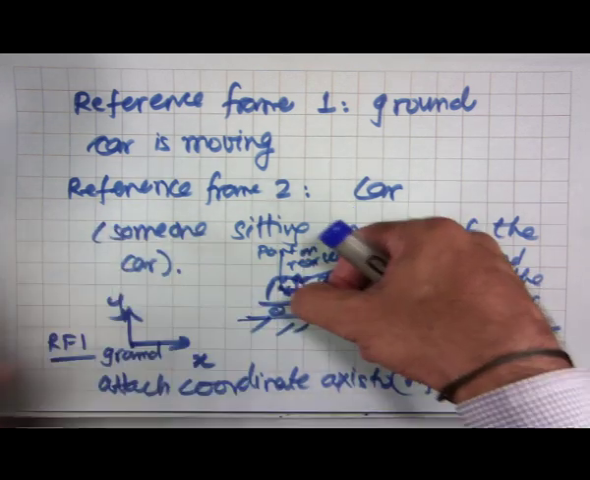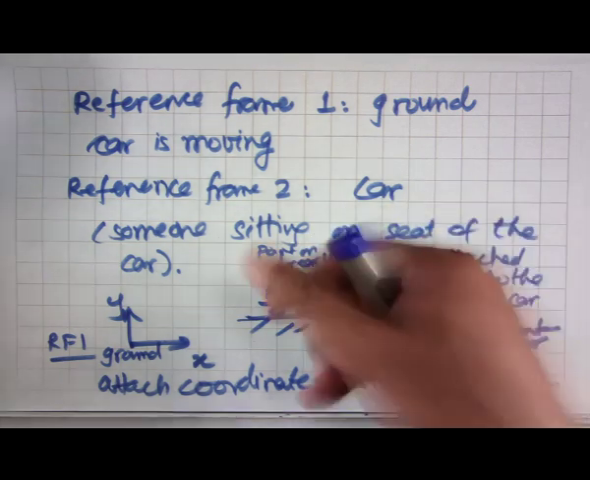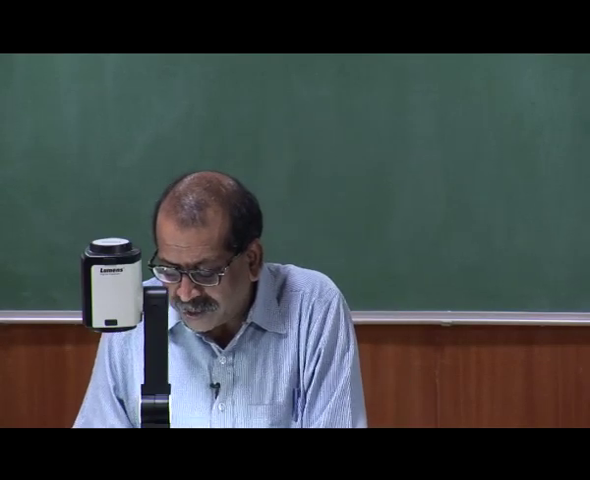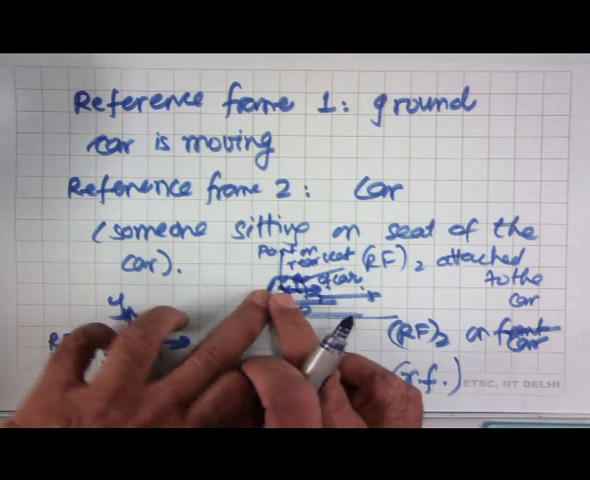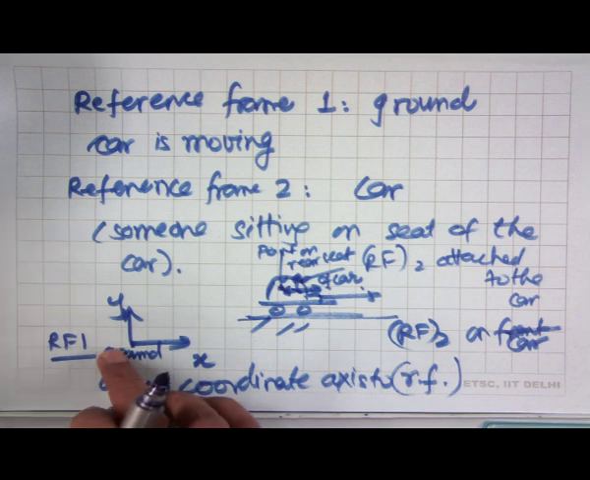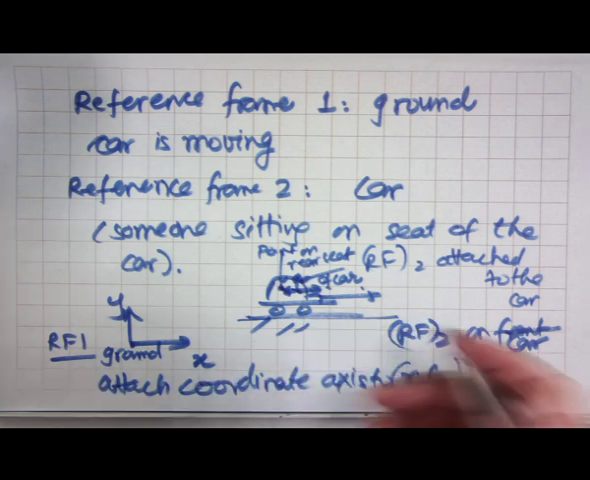But if I look at the position vector of P in reference frame 2, then as the car moves, I am moving along with the car, and in this frame the point P will appear fixed, whereas the point P appears moving from reference frame 1. And we have looked at the point P.